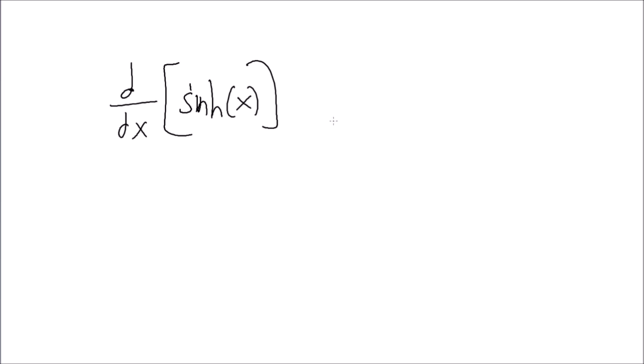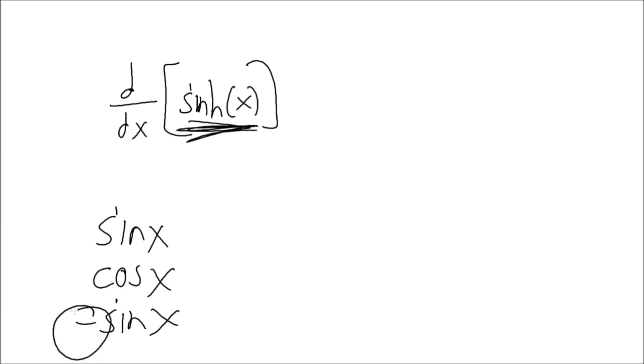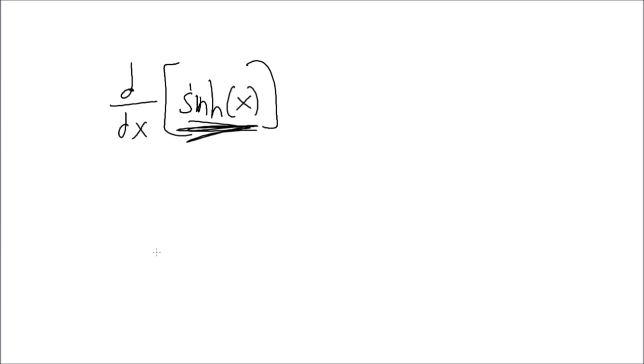But if you want to do competitive integration bee, they're going to throw this at you. Trust me, they're going to throw this at you. It's actually a lot easier than regular trig because the derivative of sine is cosine, the derivative of cosine is negative sine, and it's this that bothers a lot of people. But definitely memorize that too, because that's necessary. But here, it's easier. It's just cosh.